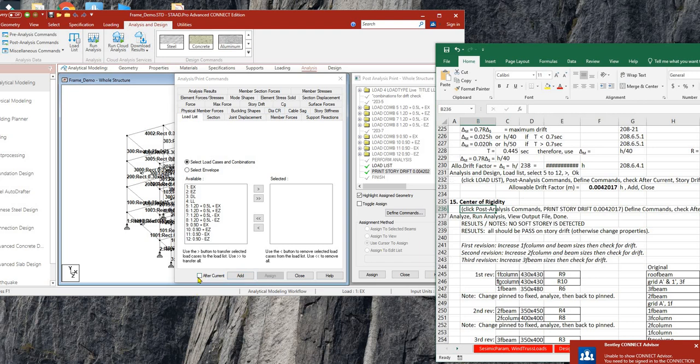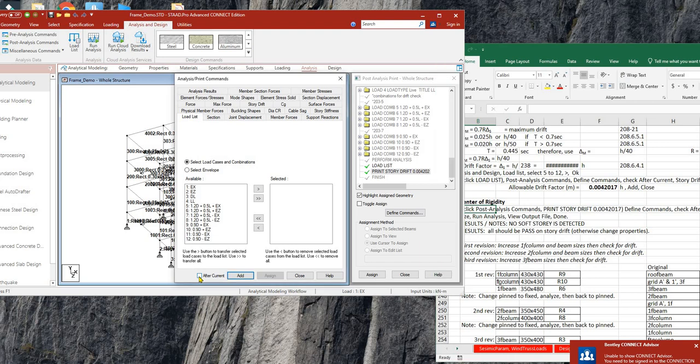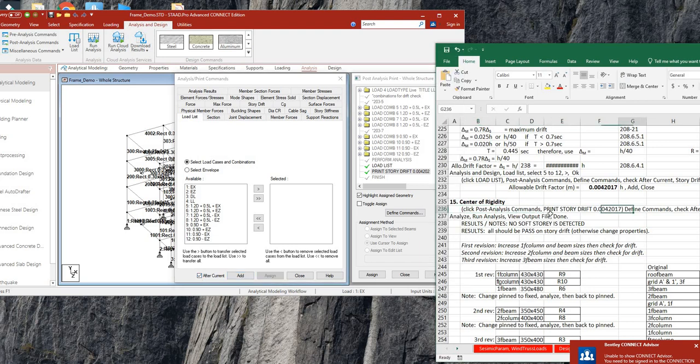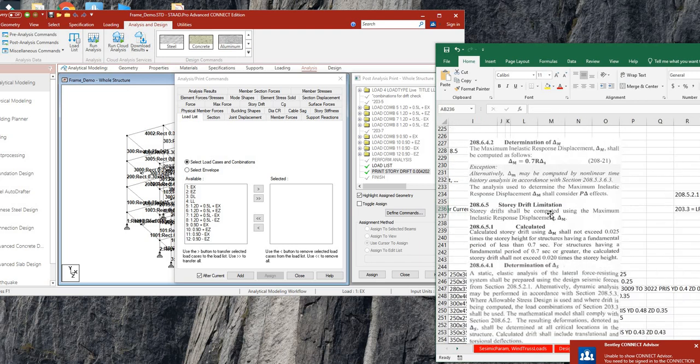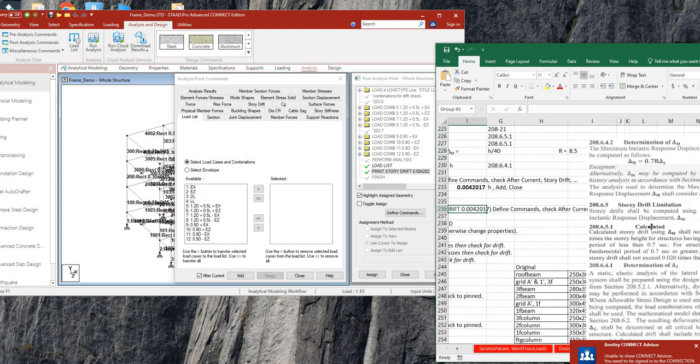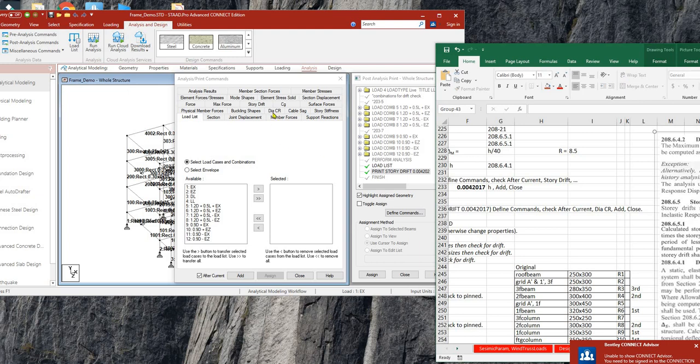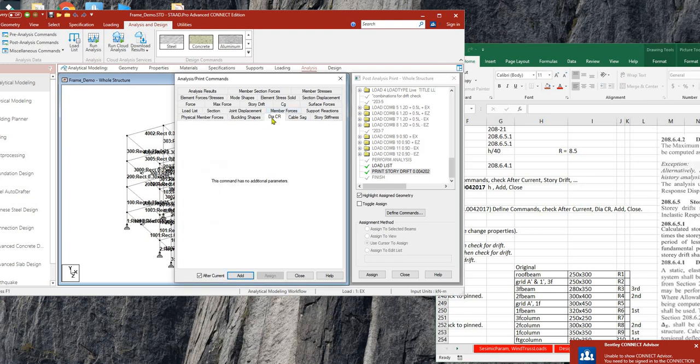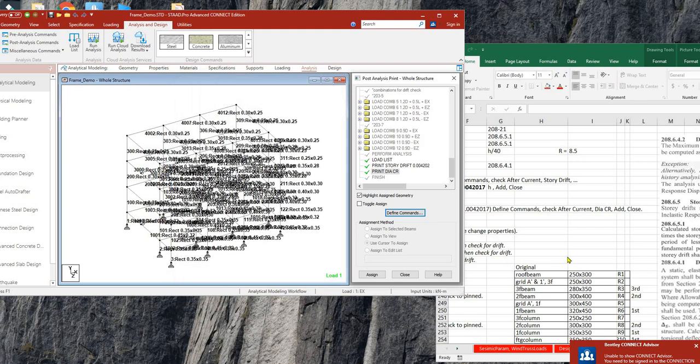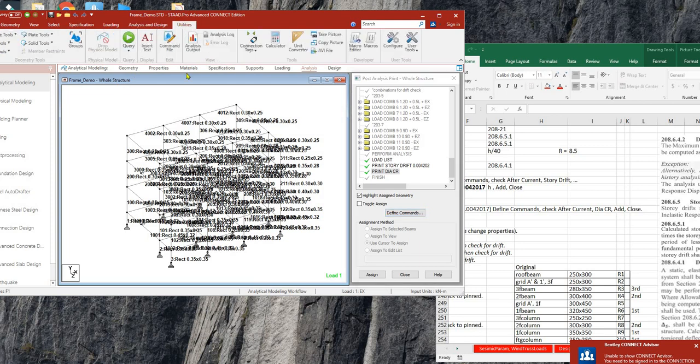And then, you click i-check after current. After that, diaphragm center of rigidity, tapos add, and then close. After that, check natin kung anong nangyari sa editor, and then we will run.